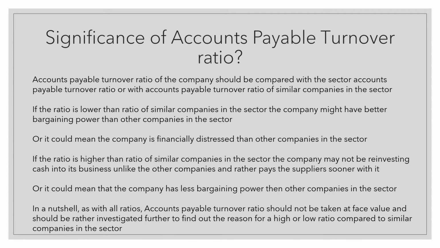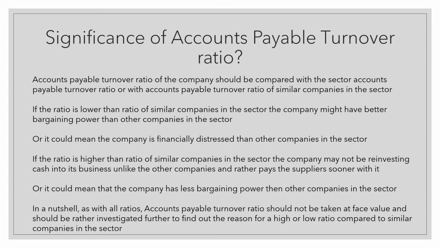Accounts payable turnover ratio of the company should be compared with the sector accounts payable turnover ratio or with the accounts payable turnover ratio of similar companies in the sector. If the ratio is lower than the ratio of similar companies in the sector, the company might have better bargaining power than other companies in the sector. Or it could mean the company is more financially distressed than the other companies in the sector.